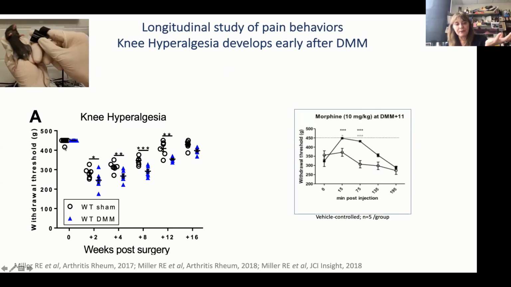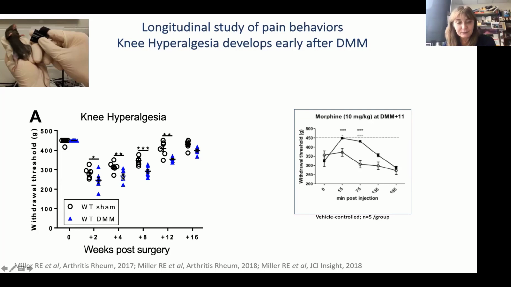And you see in a healthy mouse, that's about 450 grams. And in mice after sham or DMM surgery, by 2 weeks after surgery, this goes down to about 250 or 300 grams. So the mouse will withdraw its knee. It doesn't like it. But then little by little over time, this goes back to baseline.